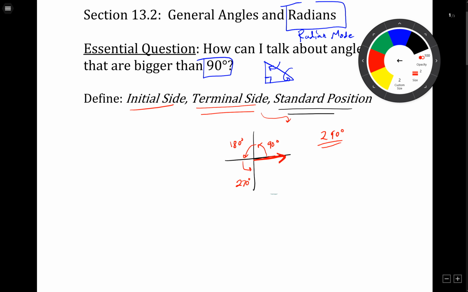We could also do negative angles. What do you think negative angles will be? Well, negative angles would be if, instead of spinning counterclockwise, I start spinning clockwise. So let's say I do negative 50 degrees. That would be spinning this way. This is considered a negative 50 degree angle because I started spinning clockwise. Okay, so hopefully that gives you a good introduction.